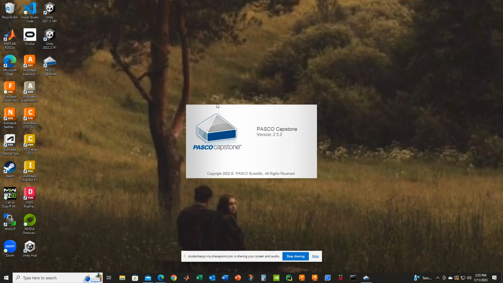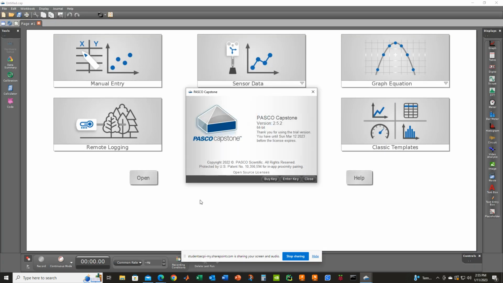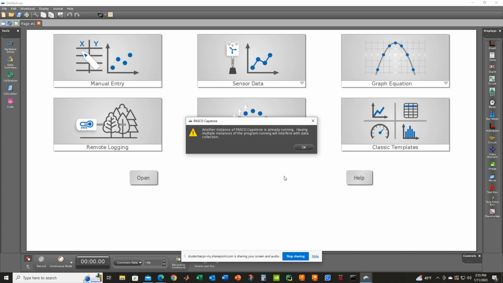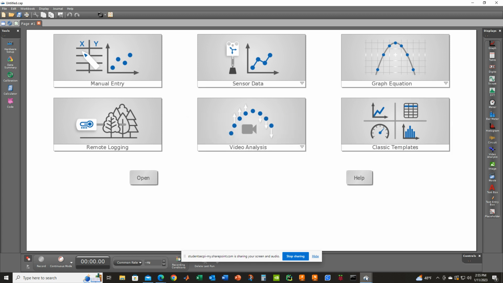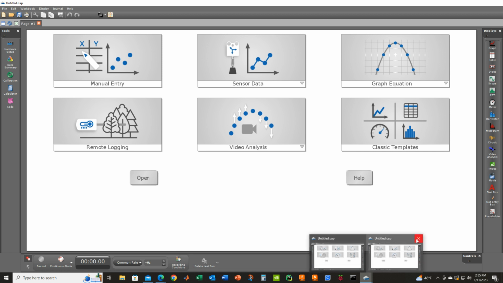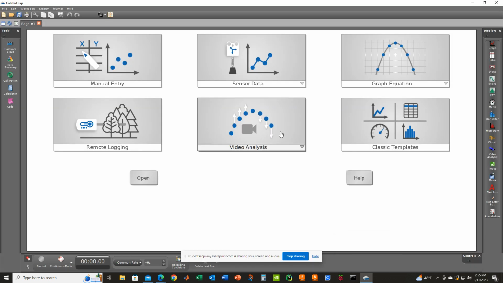I'm going to go ahead and open this up. You'll see it says buy key, enter key. I don't have a key, so I'm just going to select close. Another instance of Pasco Capstone is running, so I want to close that instance. Okay, and I'm going to select this one.